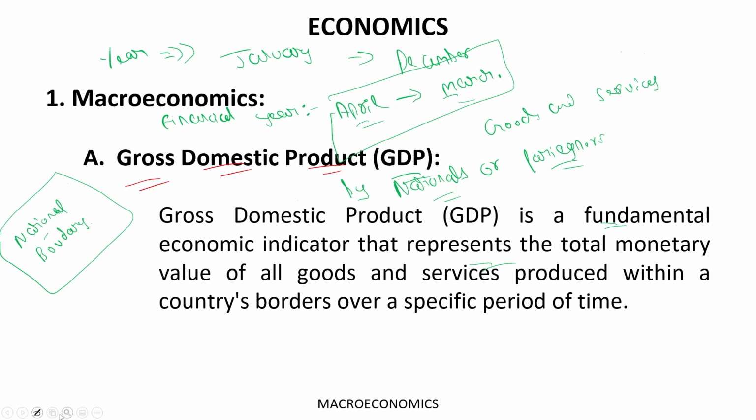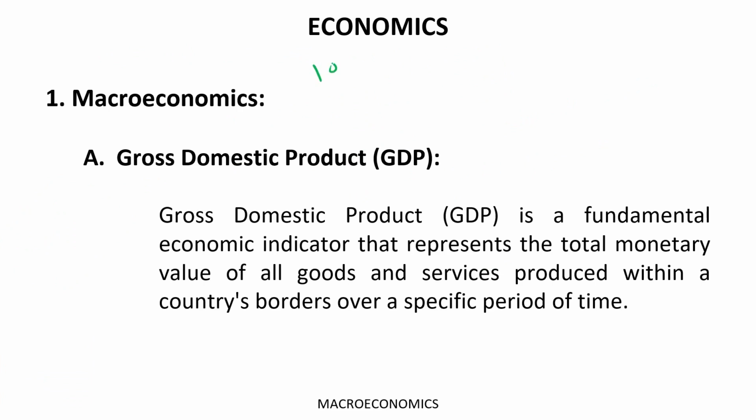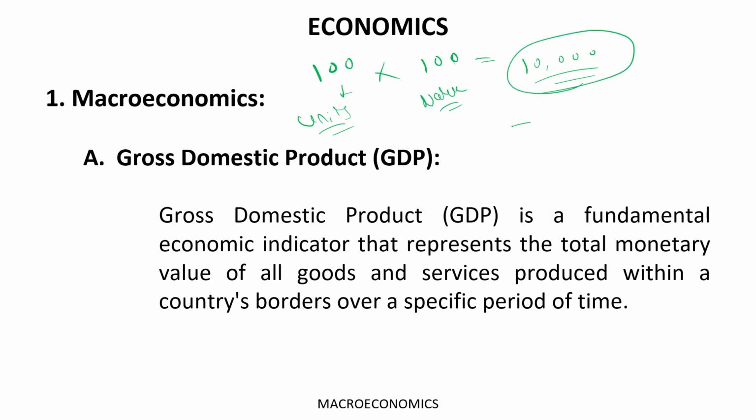Just take an example. Suppose 100 units of goods and services are being produced and the price is 100 each. Then what is the total value? The total value is 10,000. So 100 units of goods and services produced, each having a value of 100, in total a monetary value of 10,000 we have produced. So it is the GDP concept.